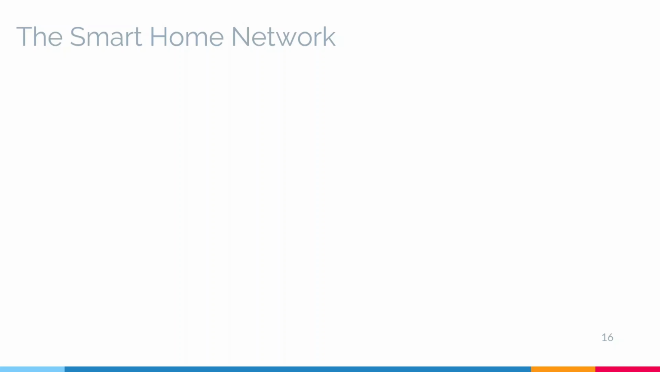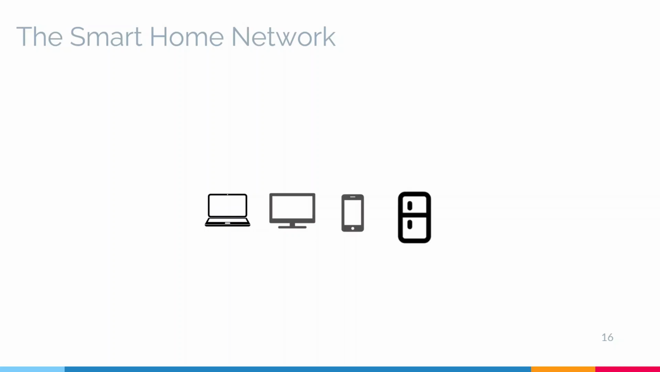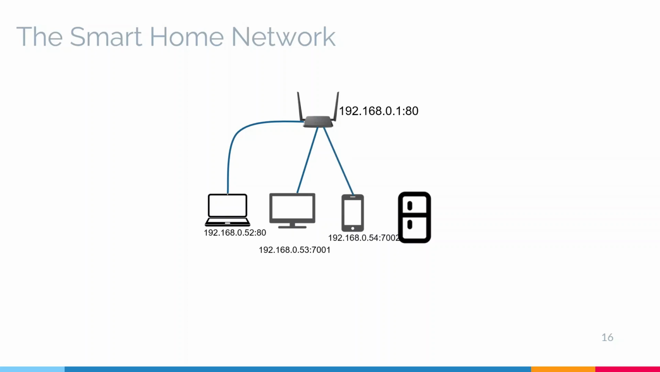I have a laptop, a smart TV, a smartphone, and a smart refrigerator. Now, to leverage the smart technology of these devices, they should be connected to a network so that they can communicate with each other. So here's a router that can create a network and provision a communication channel for all of these devices to communicate with each other.